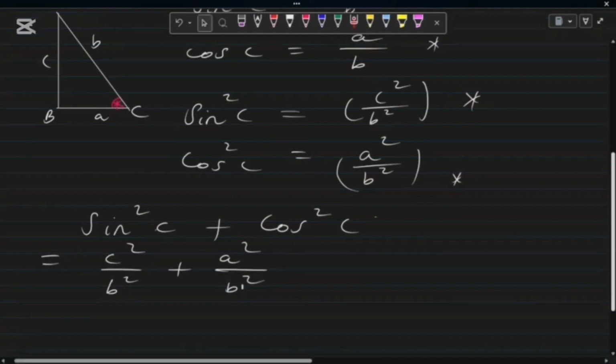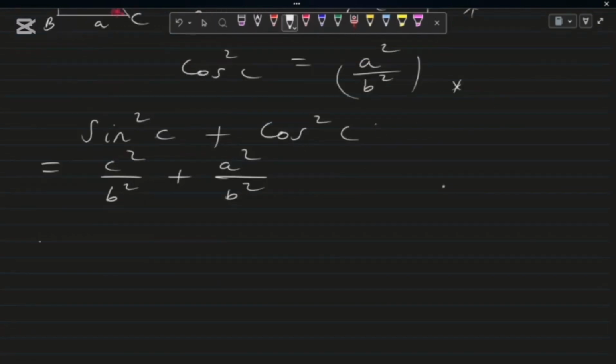Because we have two fractions with the same denominators, we can write them as one fraction with the same denominator, and then add the numerators. So we have C squared plus A squared.